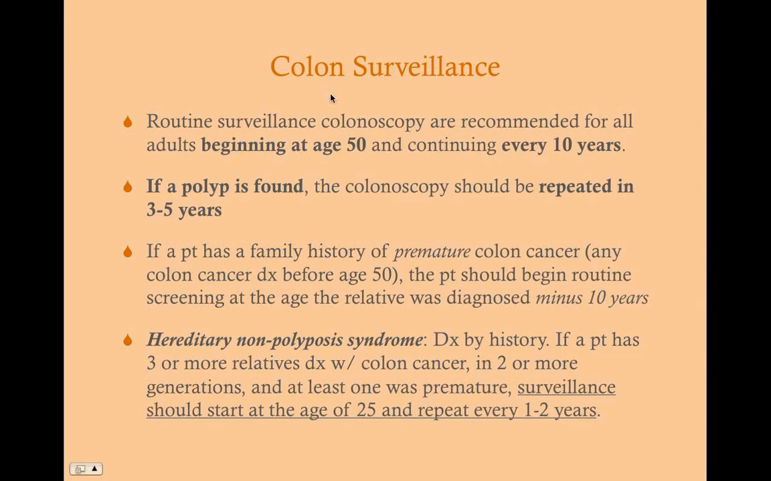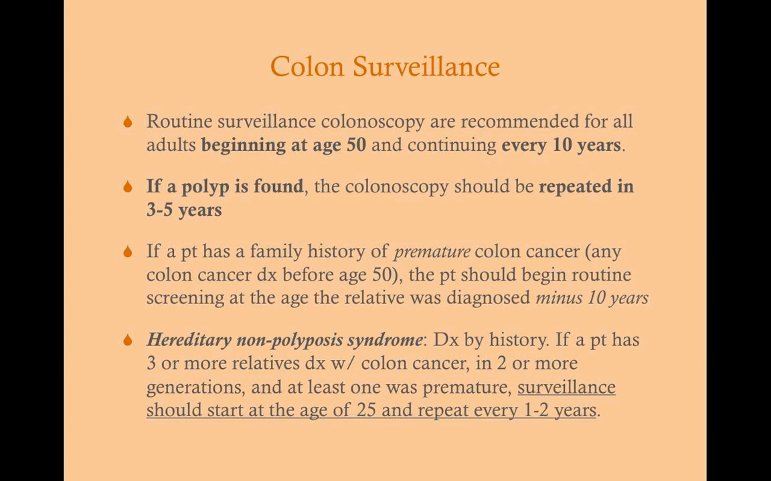As far as surveillance, this is going to be really important for the USMLE because the USMLE wants you to know how to treat patients who are healthy, how to keep your patients from getting cancer, how to take care of your patients in the clinic that you see every year. So routine surveillance, which is colonoscopy, is recommended for all adults beginning at age 50. So everybody should be getting colonoscopy after their 50th birthday. And this will continue every 10 years. So at age 50, at age 60, at age 70, and so forth.